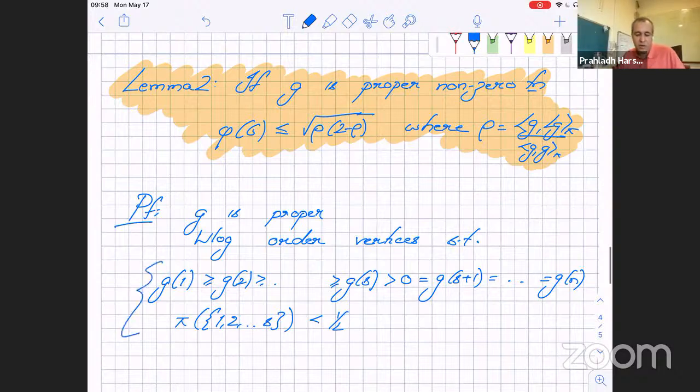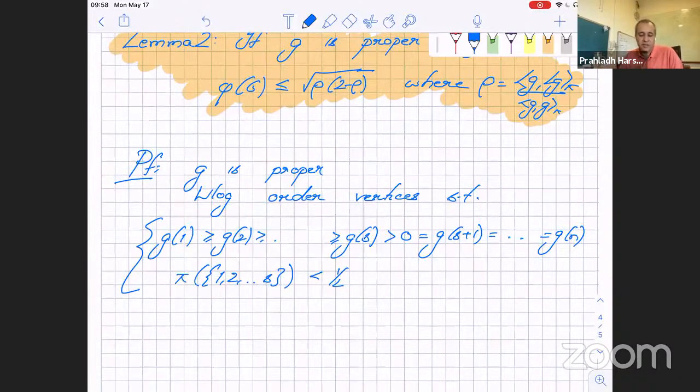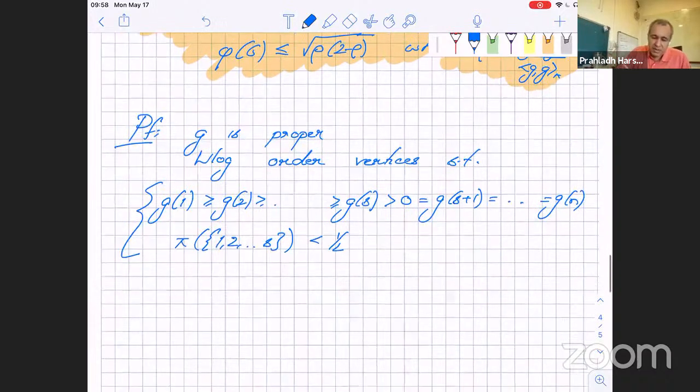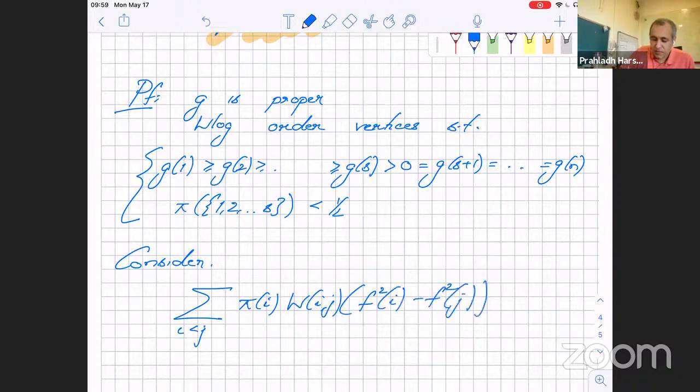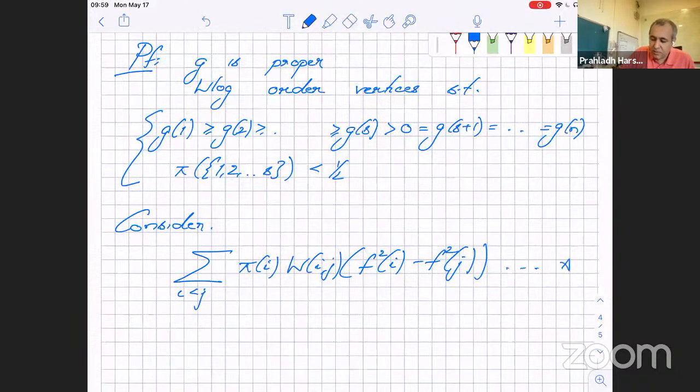Without loss of generality, we'll order the vertices such that the first s are the largest ones, greater than 0, and in fact they are in descending, that is non-increasing, order. And then from s plus 1 onwards, it's all the 0 elements. So now let's consider the following quantity: the summation over i less than j of phi i wij times f square i minus f square j. This is a quantity, star, which we are going to consider.